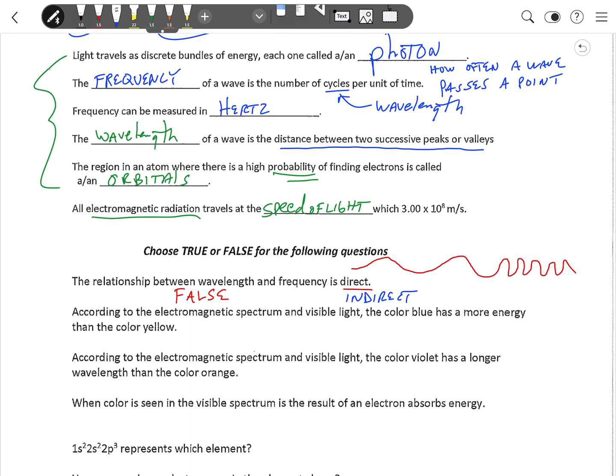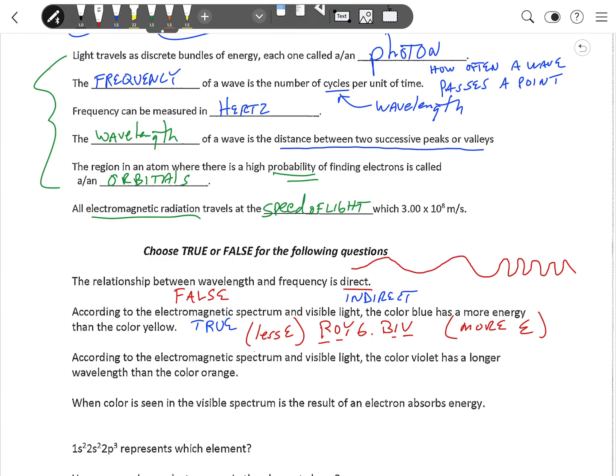And then the next one, according to the electromagnetic spectrum of visible light, the color blue has more energy than the color yellow. That is a true statement. And how that works is you've got the Roy G. Biv thing, and on this side there is more energy, E, and on this side there is less energy. So red has less energy than violet, orange has less energy than indigo. If it's more on the right side, there is more energy, less energy on the left side.